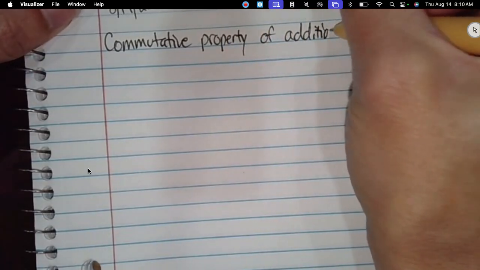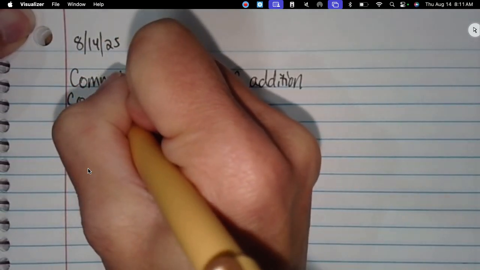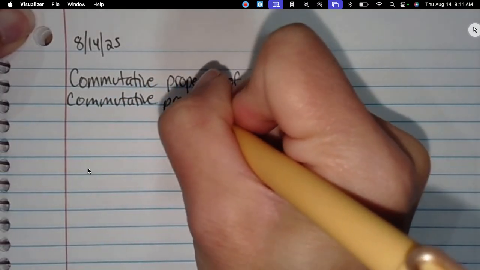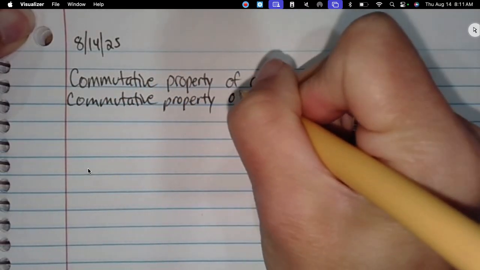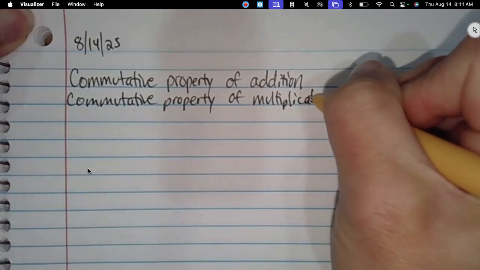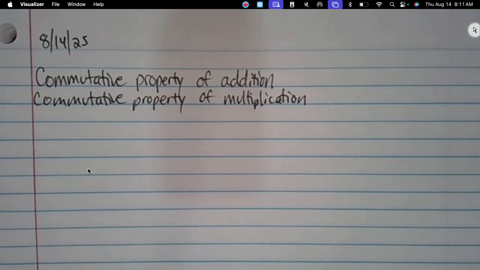I'm going to give you an example. And then we also will have commutative property of multiplication. Takes a minute to write it. Does anybody know what it means to commute to college? It means you live from home and then you drive. You move, you kind of move around. Does that make sense? You don't live on campus if you commute.